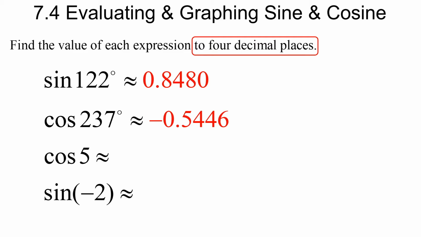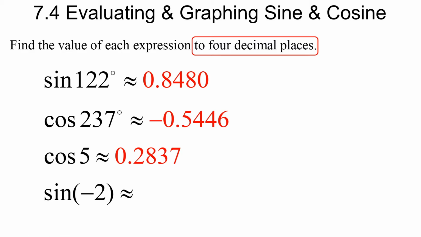Now notice it just says cosine of 5. You need to know what mode your calculator is in before you hit enter. We're in radians, so just hit enter. And that's going to be, to 4 decimal places, 0.2837.